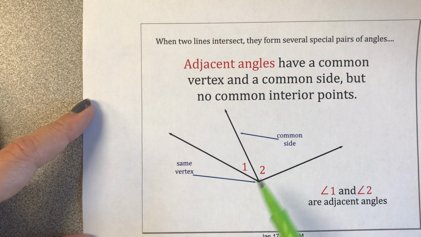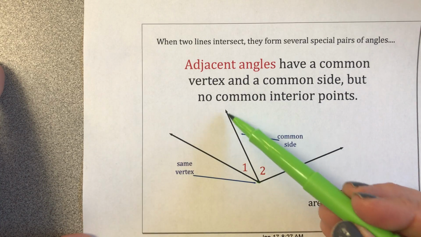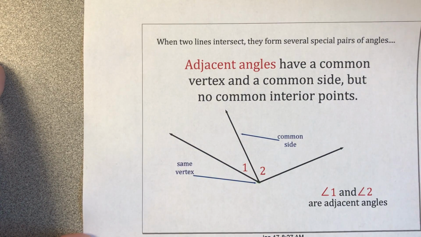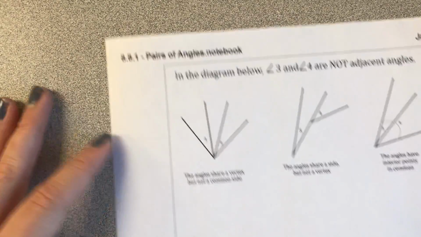So 1 and 2 would be adjacent, right? They're next door neighbors. They share a fence. They have this one common vertex. These two, 1 and 2, are adjacent. So look at the next slide.